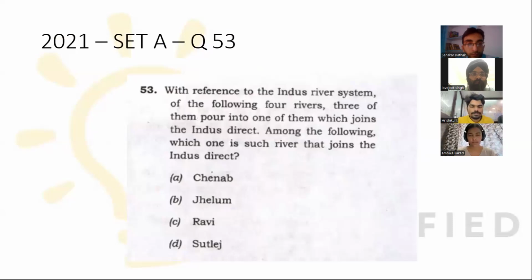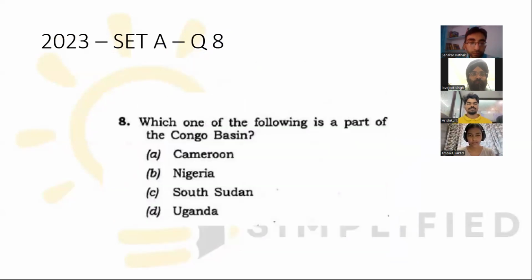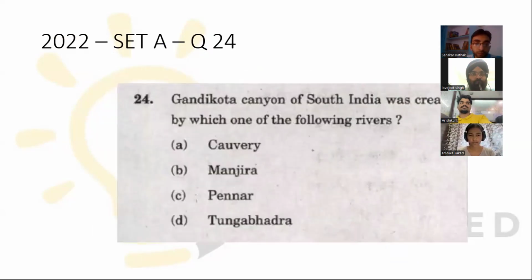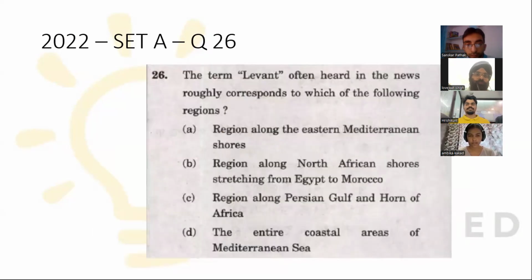Then in 2021, we have the Indus River system question. Then question number 55 in 2021, Brahmani, Nagavali, Subarnarekha, and Vamsadhara. This is a pure map based question. In 2023 we have the Congo basin question. In 2022 we have the lake question which was from Africa. Then in 2022 we have the Gandikota Canyon question. In 2022 we also have Namcha Barwa and Nanda Devi, peaks and mountains, where we needed to match the pair.